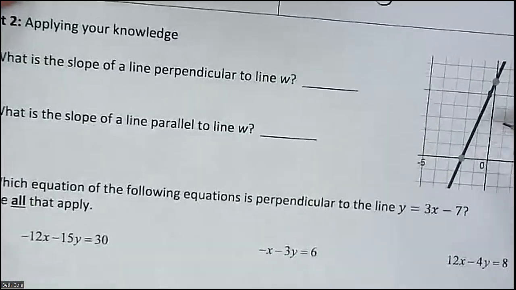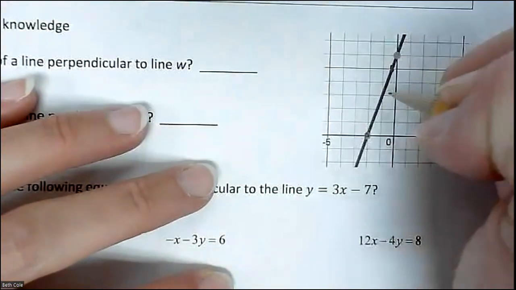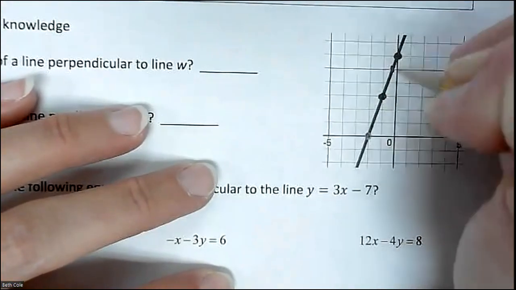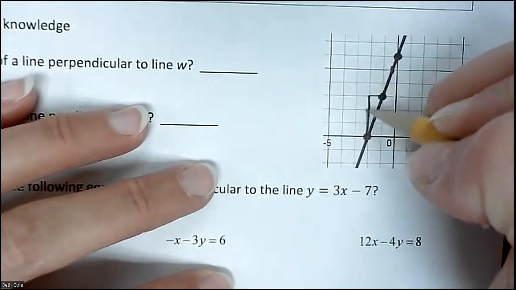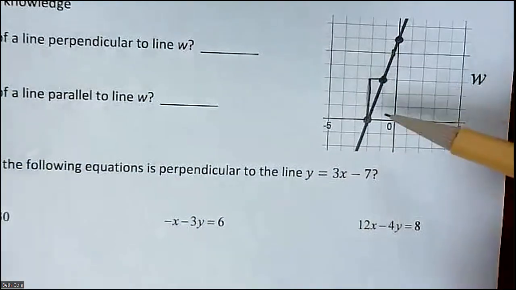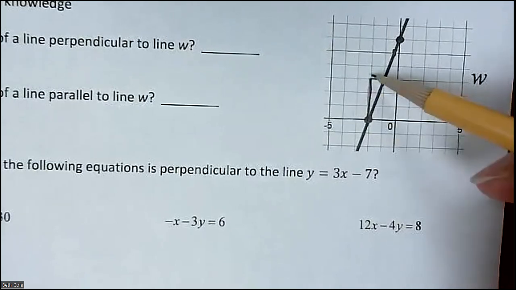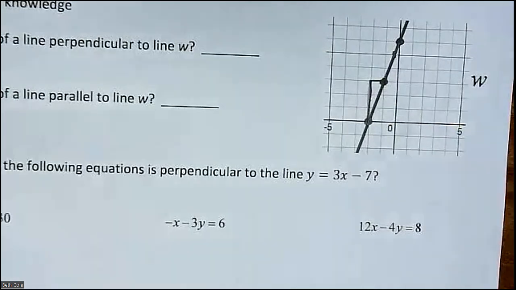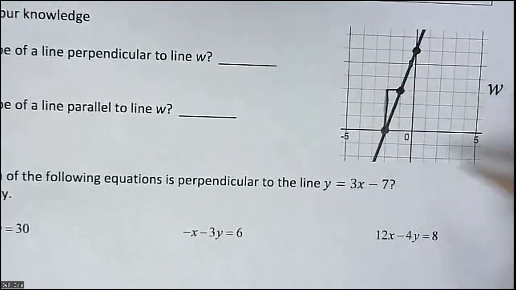So looking at this line, this is line W. We're going to find the slope. Look at all your pretty points in there. You can draw in the triangle if it helps you. This goes up how much and over how much? You're just going to count the little boxes. 3/1, which is just 3. Good, perfect. So the slope of this line is 3.